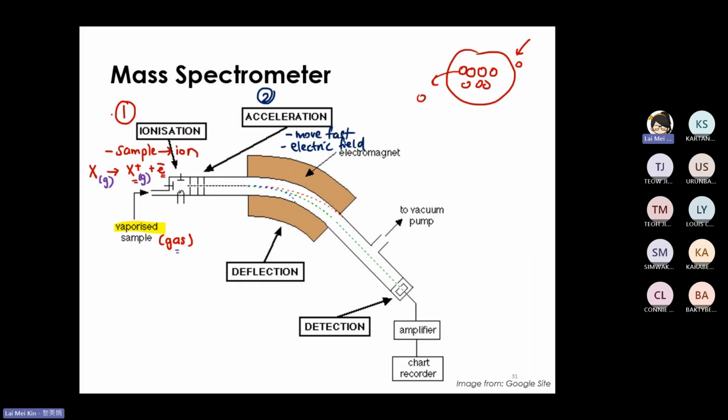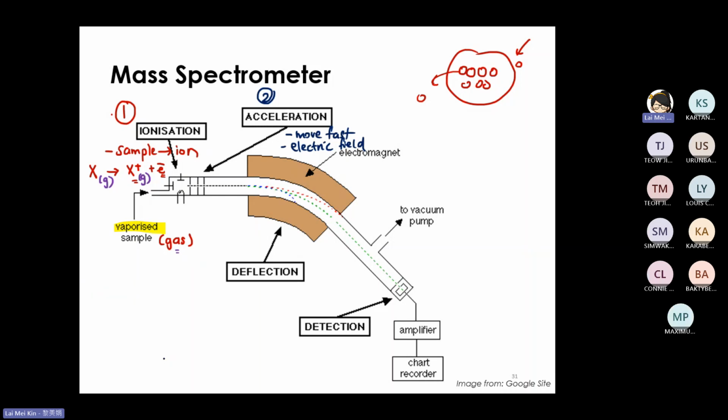Thanks for reminding. So second stage is acceleration. Acceleration means I want it to move fast. So I will use an electric field. When this ion that was produced passes by my second stage, which is this acceleration, it will move very fast.